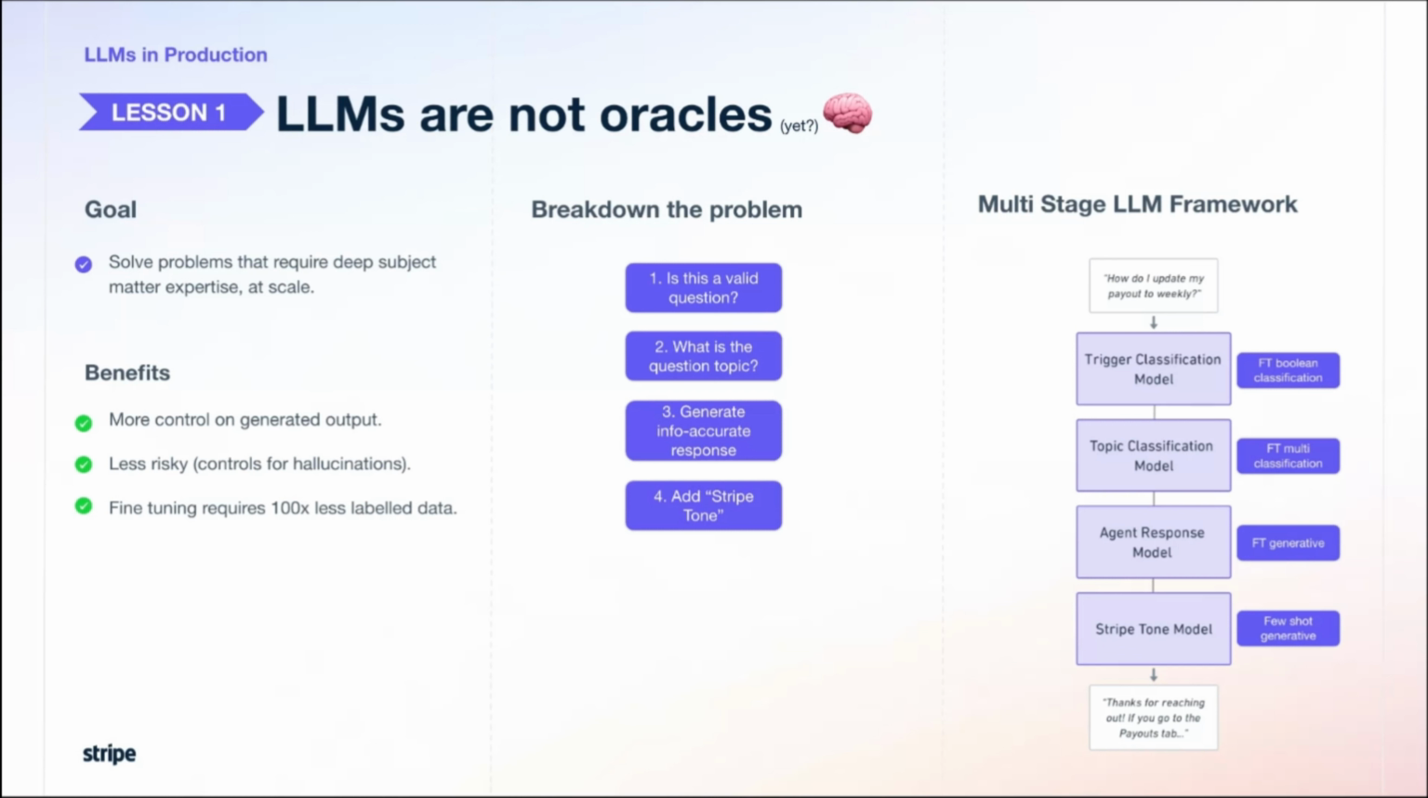And being very honest, the team actually did a lot of the hand labeling required to train the trigger and the topic classifiers ourselves. And then we relied exclusively on our expert agents to provide the golden quality answers for our agent response model.